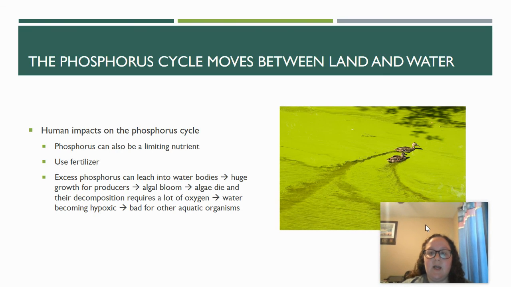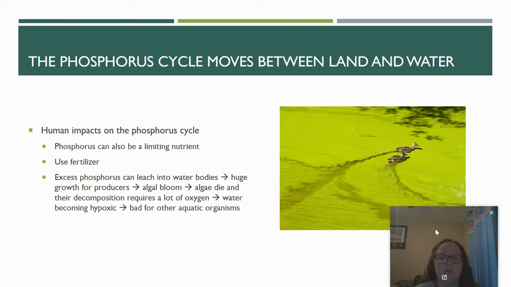Last thing for today is looking at human impacts on the phosphorus cycle. Phosphorus is also a limiting nutrient, which will be found in large quantities in fertilizer, and some super bad things can happen here. The excess phosphorus can leach into bodies of water, which then leads to a huge growth in producers because they have all the phosphorus they need. They're suddenly super happy. Then in the water, since we have lots of algae, that's called an algal bloom, which you can see with those poor little duckies swimming in super green water. That's what an algal bloom looks like.